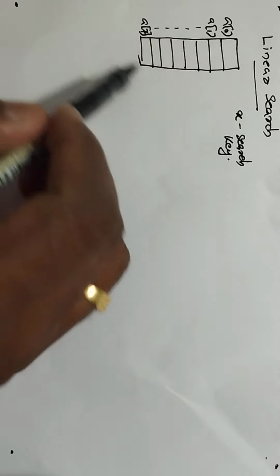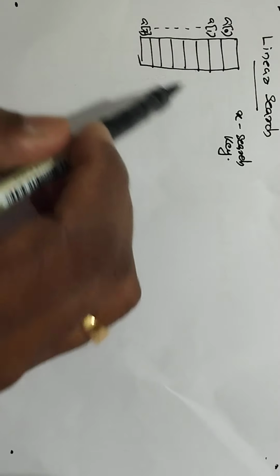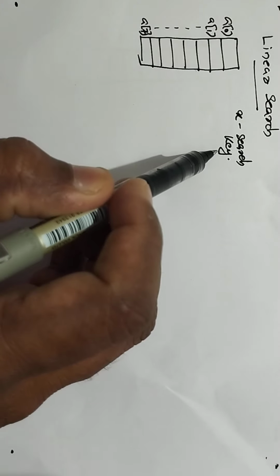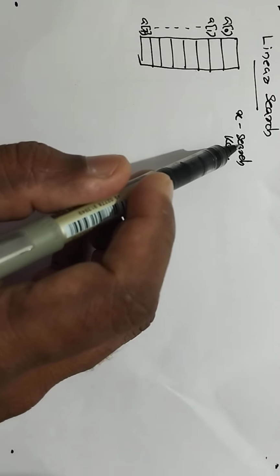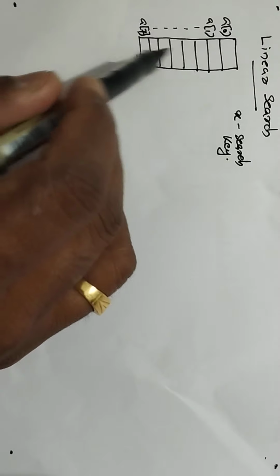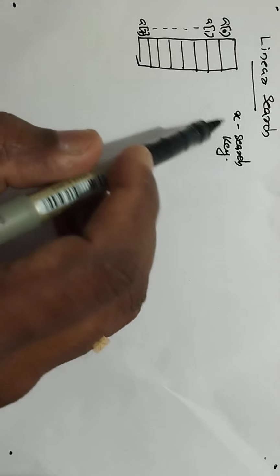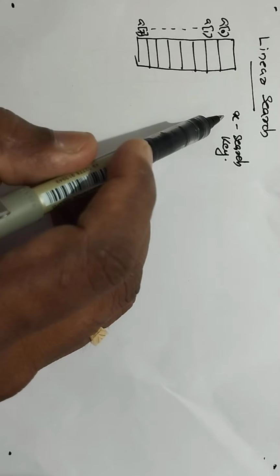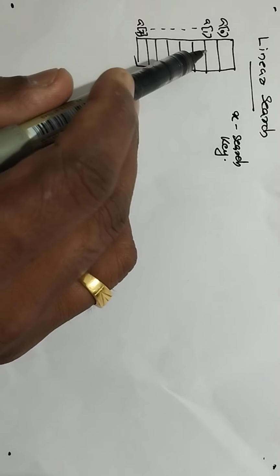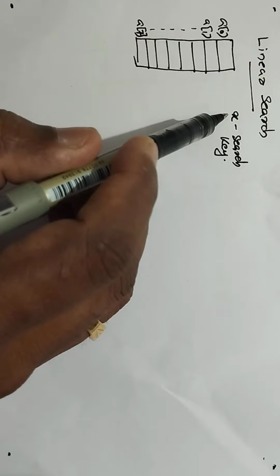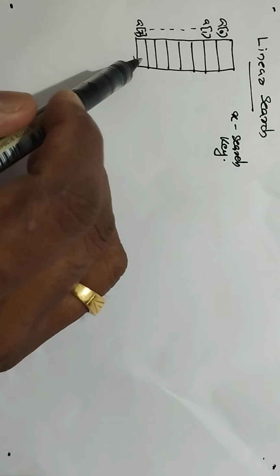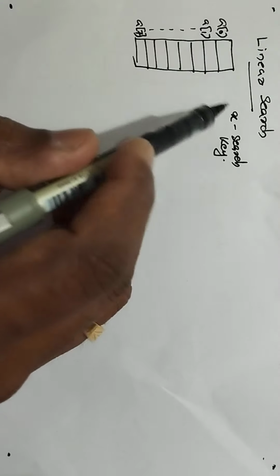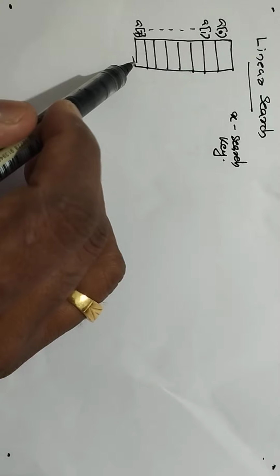We will have a list of elements like an array, and we will have another element called x, which is called the search key. We are going to check whether this search key is present in the list of elements or not. For that we adopt a technique: we check whether x is equal to a of 0. If it is not equal, we check the next one, a of 1, whether it is equal to x. Like that, until we are able to find x in the array, we will continue this checking process.